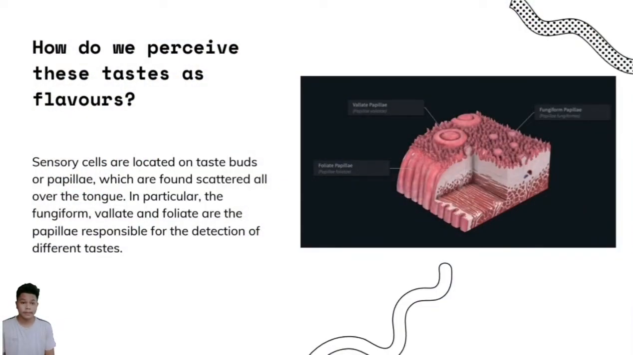How do we perceive this taste as flavors? Food contains chemical substances which are released in the mouth and detected by sensory cells. Sensory cells are located on taste buds or papillae, which are found scattered all over the tongue. In particular, the fungiform, vallate, and foliate are the papillae responsible for detection of different tastes, just like what I've said for those three types of papillae.